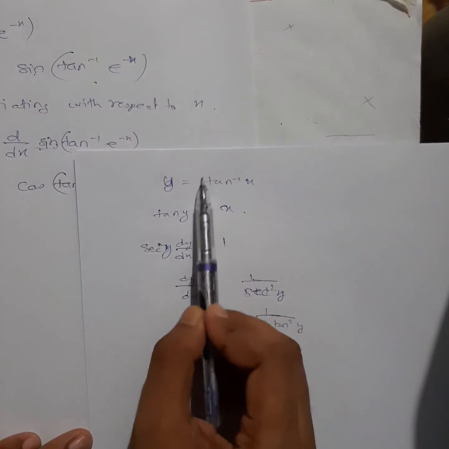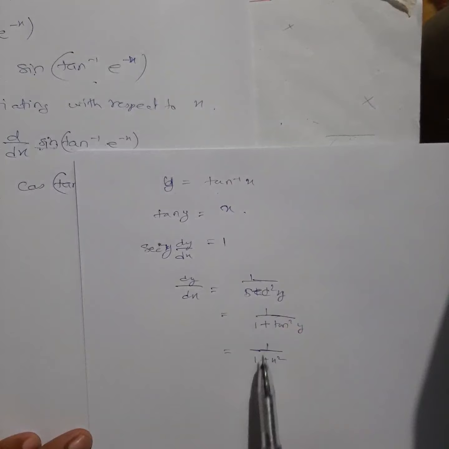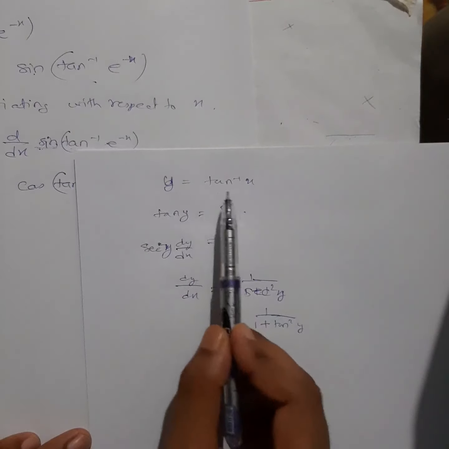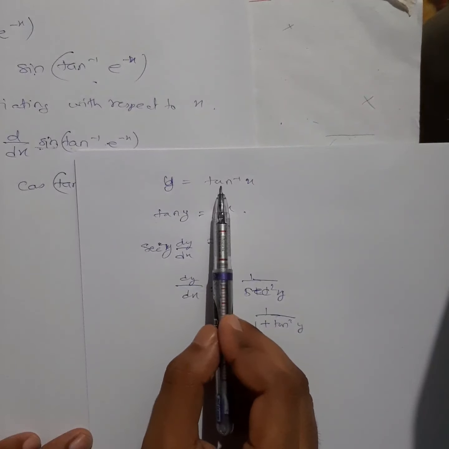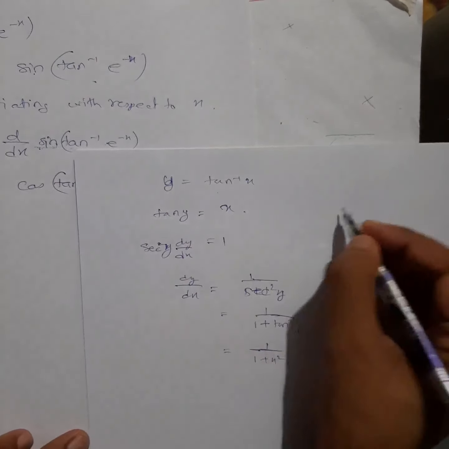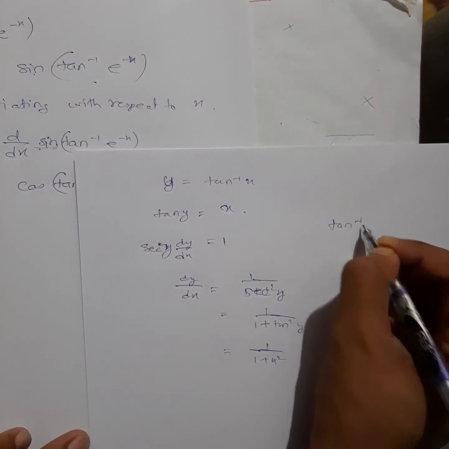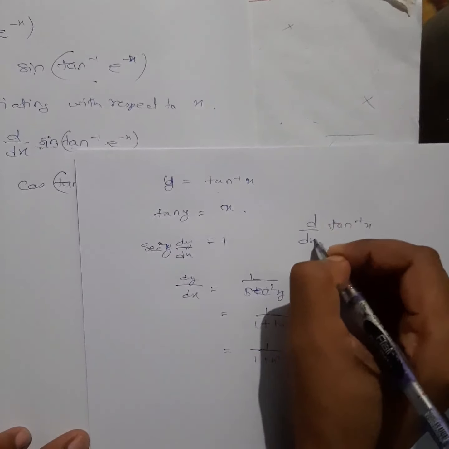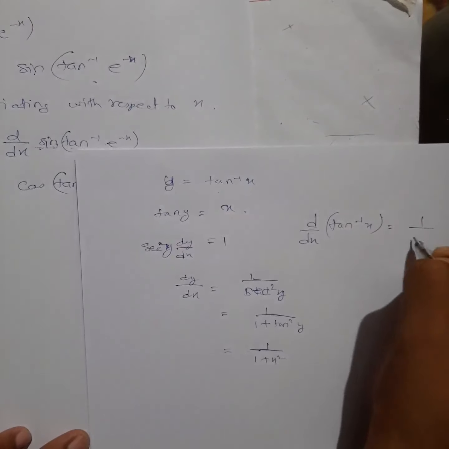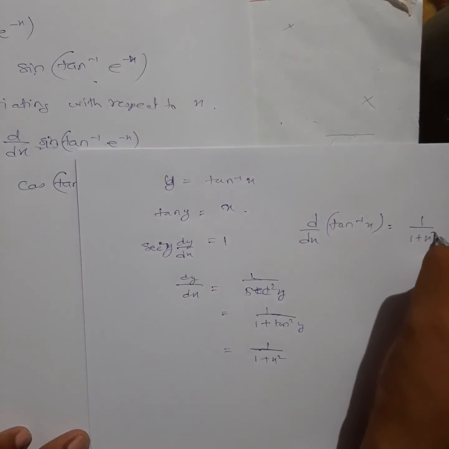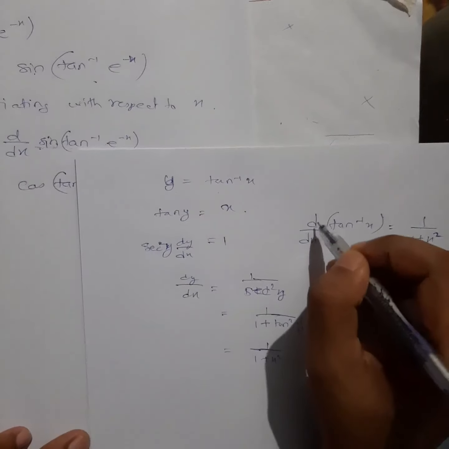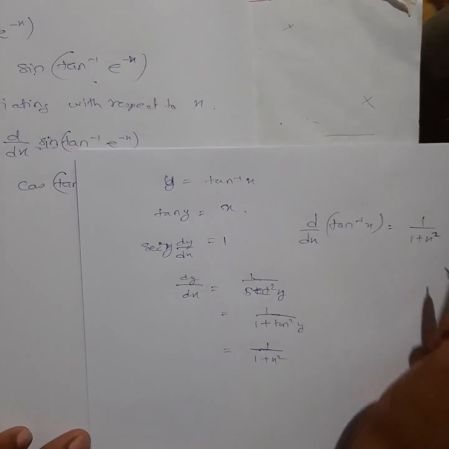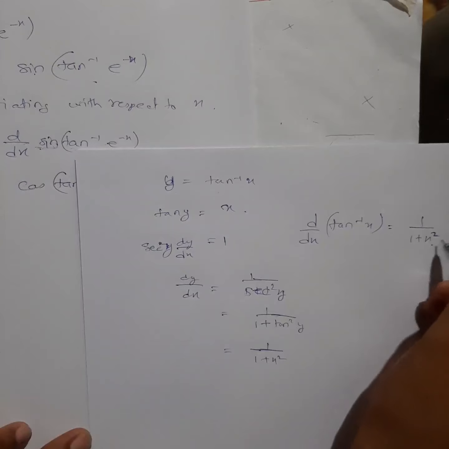If your function is tan inverse x and I differentiate it with respect to x, I will get 1 by 1 plus x square. You can try this yourself also. We have done this kind of question, and I've asked you to do it, and try to remember: d/dx of tan inverse x is equal to 1 by 1 plus x square. You will keep on needing this one, so you better try to remember it. d/dx of tan inverse x is always 1 by 1 plus x square.